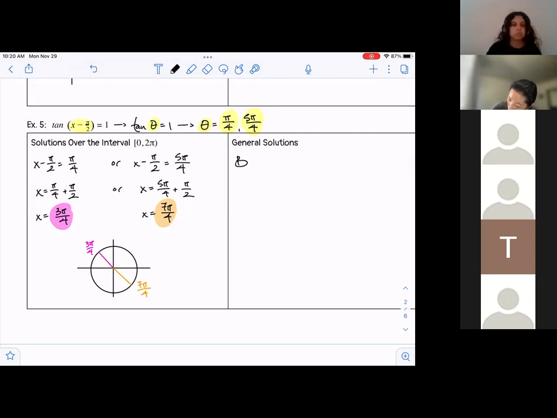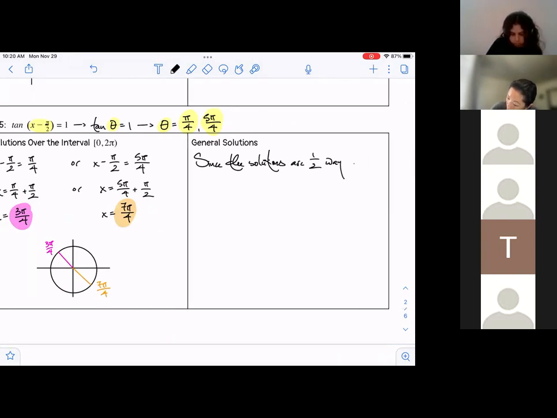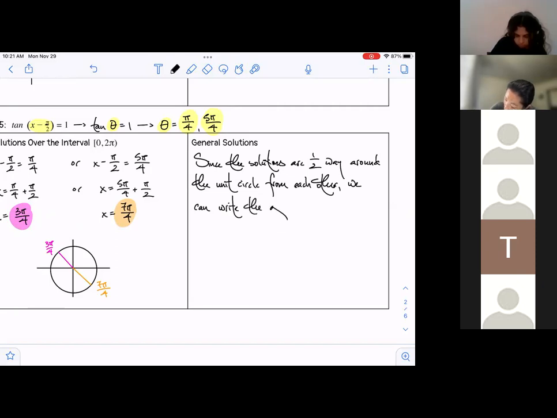So, since these solutions are halfway around the unit circle from each other, we can write the general solution as one equation.